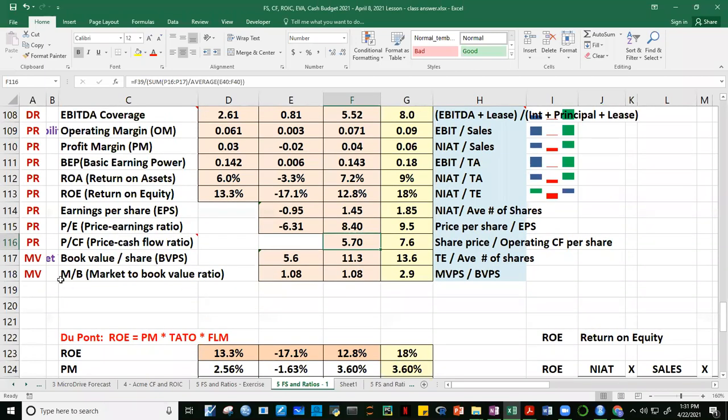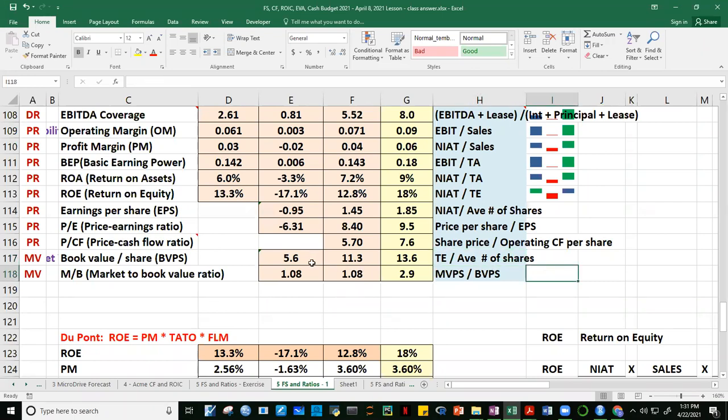Then, yung last two measures natin, these are market value ratios, no? Yung isa, book value per share, that's BVPS. Yung isa naman, market to book value ratio. Okay, ito, madali lang to guys, yung book value per share kasi kukunin lang natin yung balance sheet account na total equity divided by ilan ba yung number of shares. Then i-average natin guys kung nagbabago yung number of shares, no?